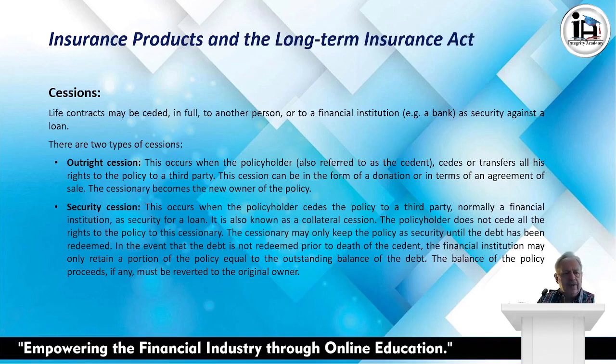There are 2 types of cessions. The one is an outright cession. This occurs when policyholders, also referred to as the cedent, cede or transfer all of their rights to the policy to a third party. This cession can be in the form of a donation or in terms of an agreement of sale. The cessionary then becomes the new policy owner.